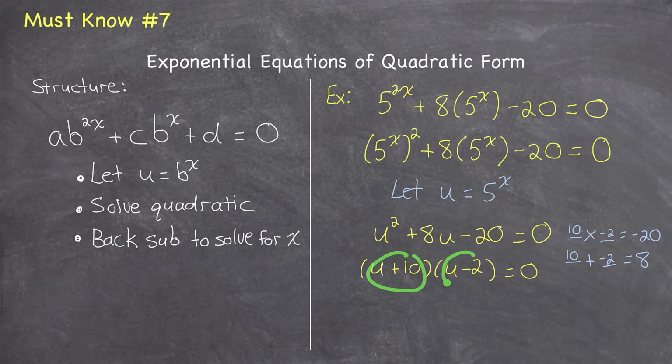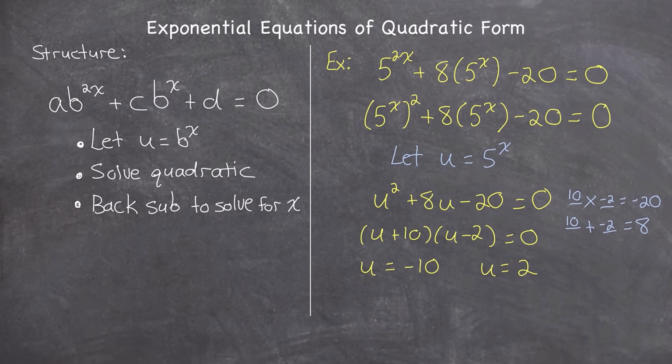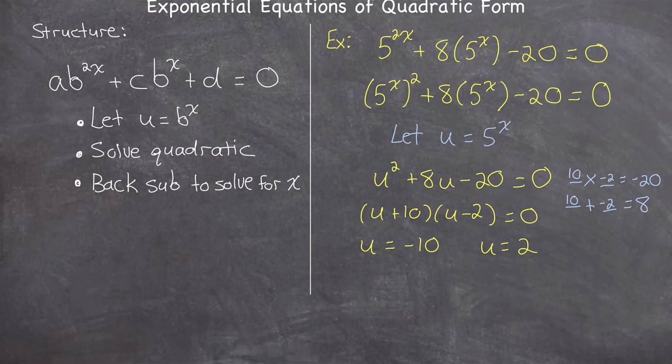And this product would be 0 if either of the factors were 0. This factor would be 0 if u is negative 10, and this factor would be 0 if u is 2. But remember, we're not actually trying to solve for u. In the original equation, our unknown is x. So we have to now back sub these answers into our let statement. Each of these u values actually equal 5 to the power of x. So I'll make two equations. I know 5 to the power of x equals negative 10, and 5 to the power of x equals 2. And then I'll solve both of these equations.